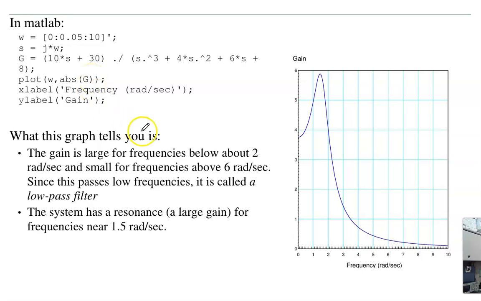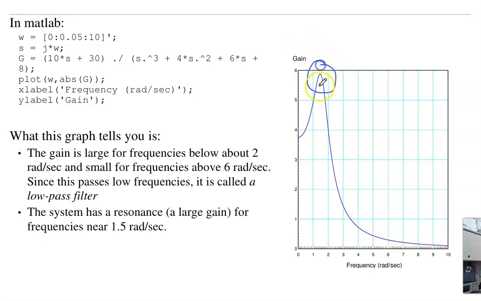What the magnitude tells you is this is a filter. As frequency changes, the gain changes. This tells you this is a low-pass filter. Low frequencies are passed, high frequencies are rejected. This passes frequencies below 2 radians per second, rejects frequencies above 5-ish.